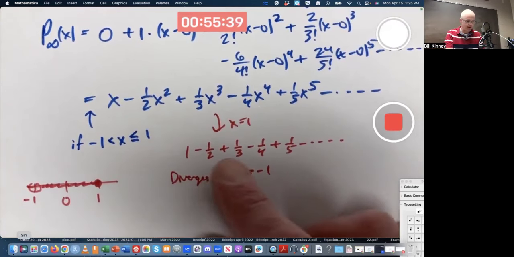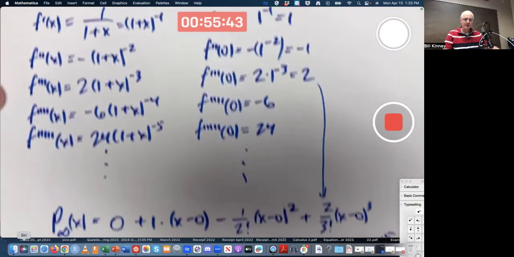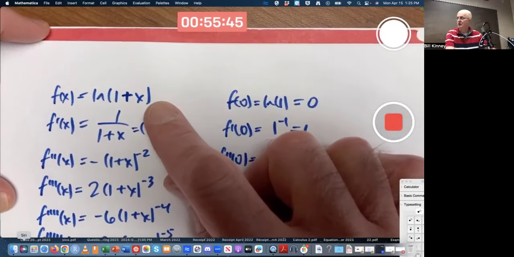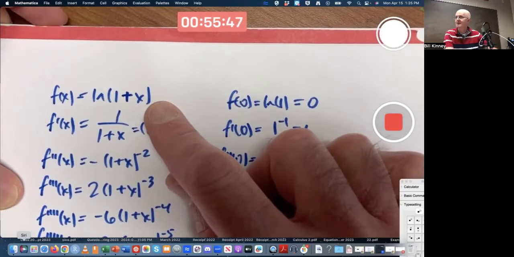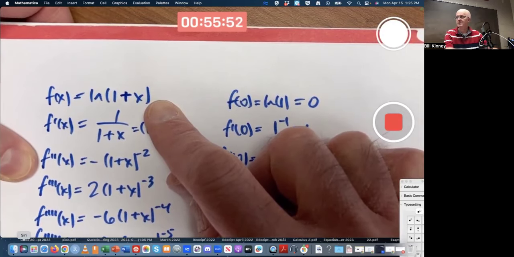Which you might remember, that's what the alternating harmonic series converged to, is ln of 2. That's because when you plug in x equals 1 here, you get ln of 2. But proving that rigorously is pretty hard, beyond the scope of this course. Let's do another example.